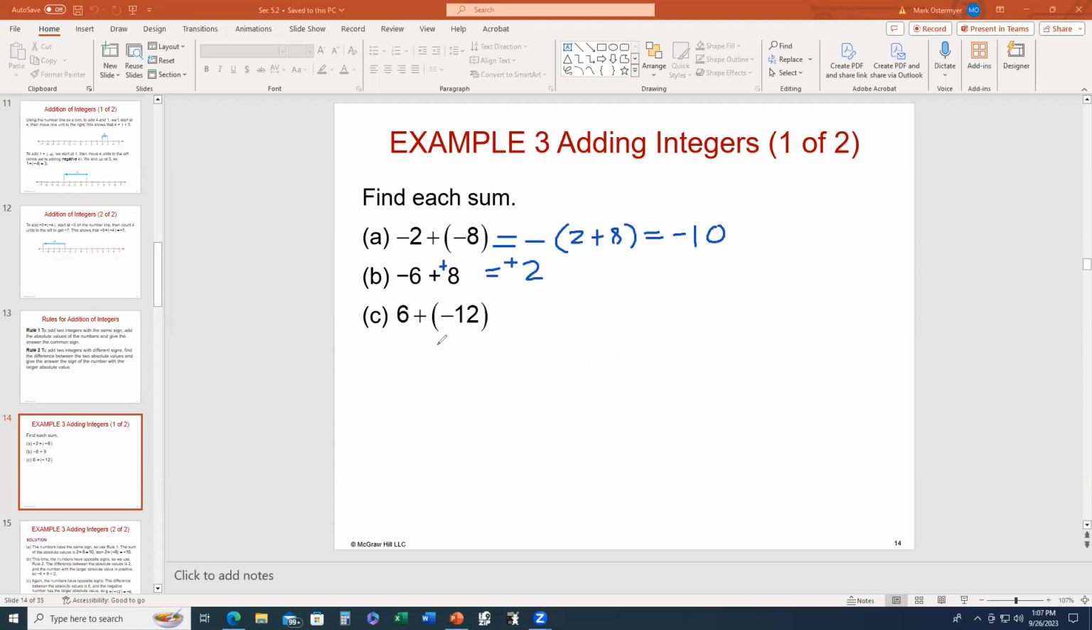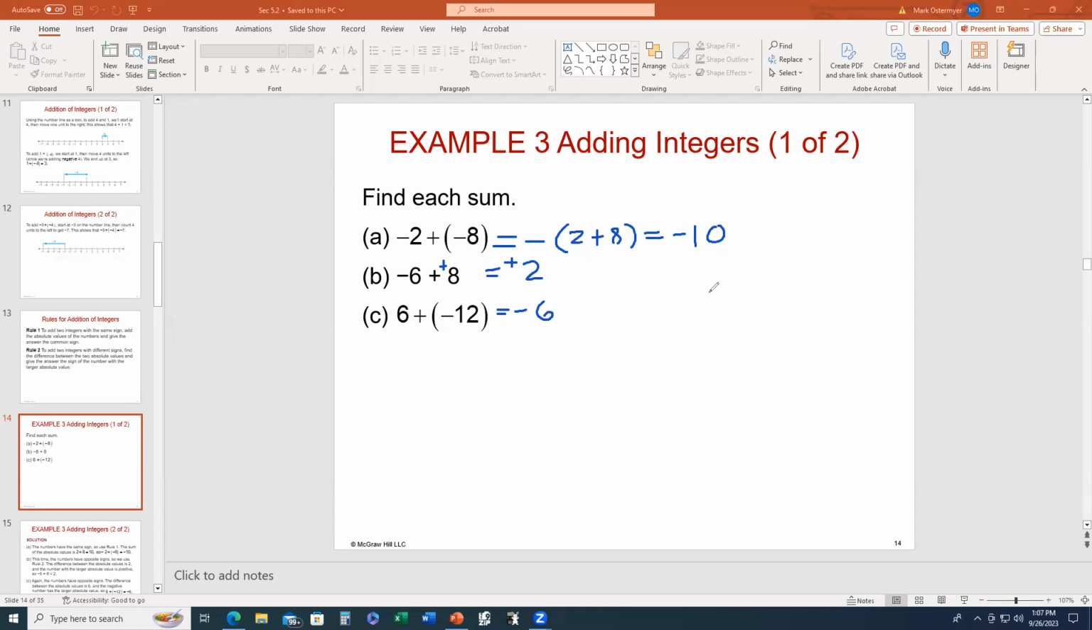Let's try another one. What's a positive 6 added to a negative 12? Well, a positive plus a negative, we take the difference. What's the difference of 12 and 6? 6. Now, do I attach a positive or a negative? Which number is bigger, 6 or 12? 12 is bigger than 6. But because it's negative, our answer is negative. Do we understand how that rule is being applied?